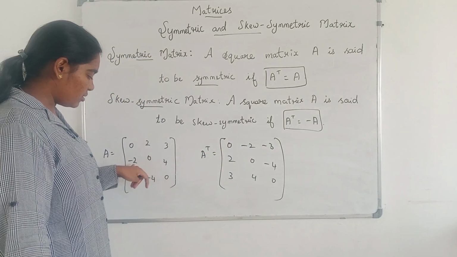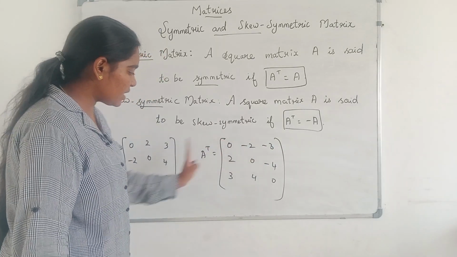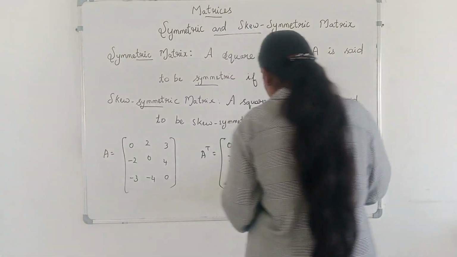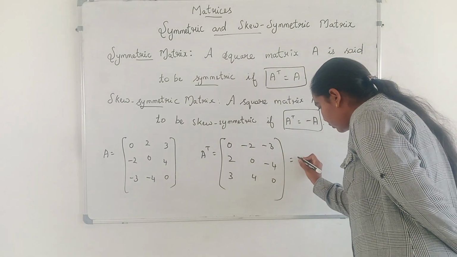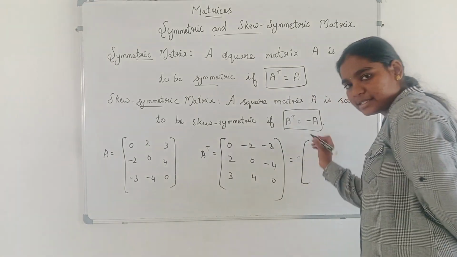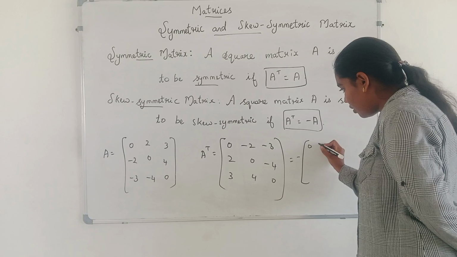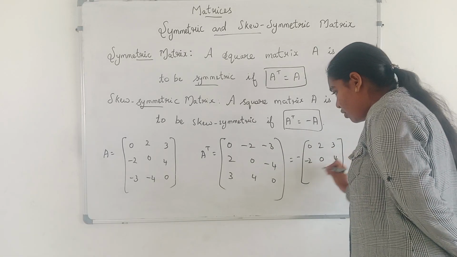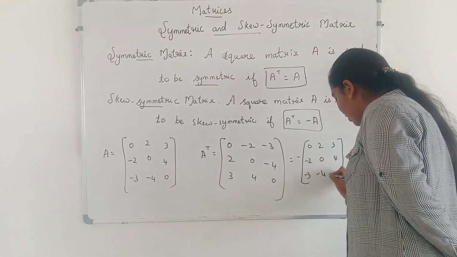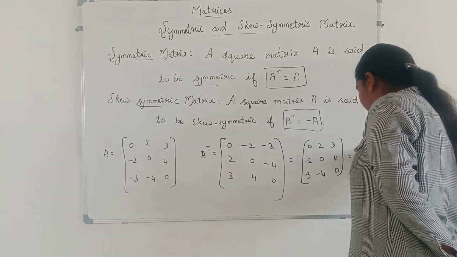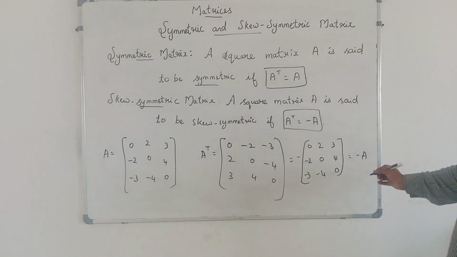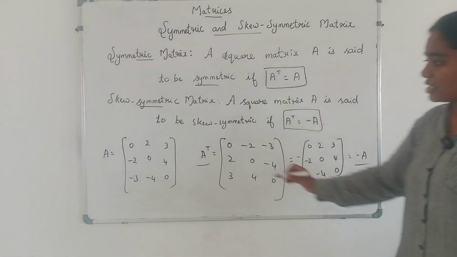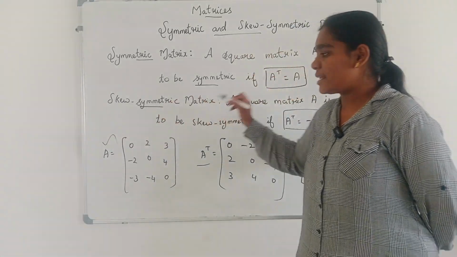Minus 2 0 4. Here the signs are changing in these two matrices. So this will be equal to, if I am taking minus as outside, then 0, 2, 3, minus 2, 0, 4, minus 3, minus 4, 0, which is equal to minus of A. So here A transpose equal to minus of A. So this matrix is a skew-symmetric matrix.